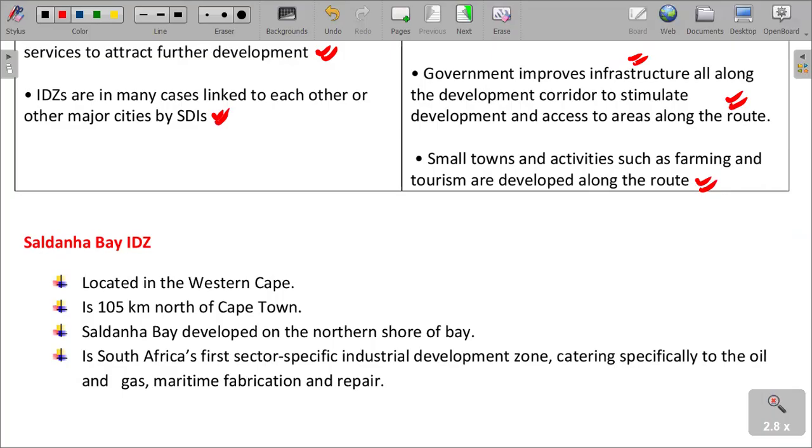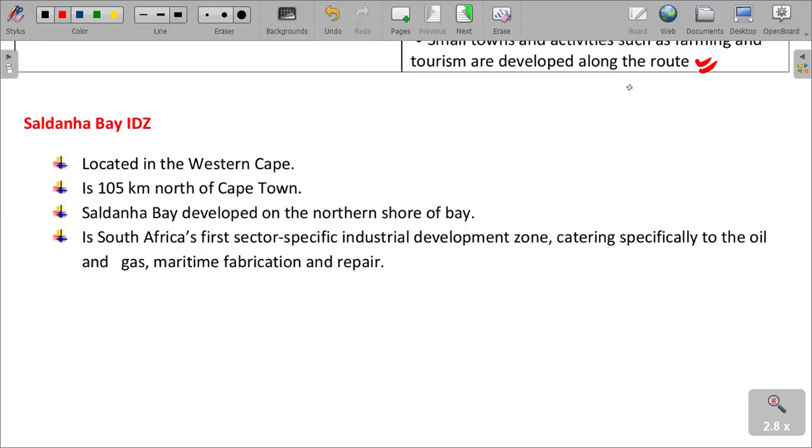So we have got small towns and activities that can also grow there. So we are talking about the symbiotic industrial relationship, because along the major routes there are businesses that are happening there. So other smaller supporting businesses can also come into play. Therefore, they can as well have an already existing market for them to continue existing.